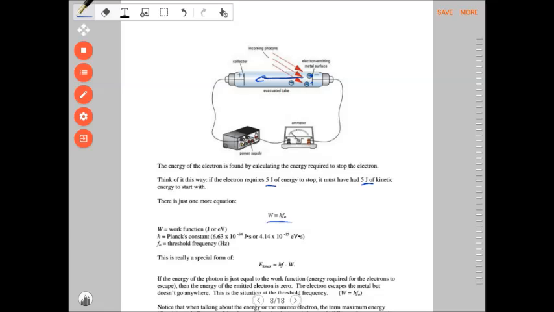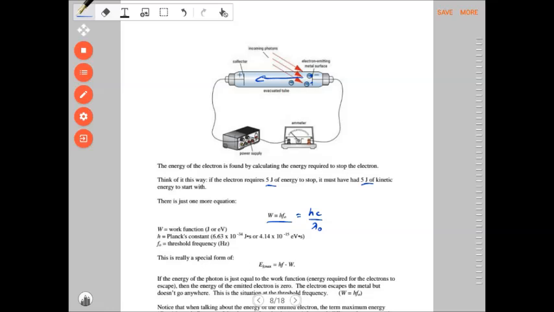Work equals hf0, where W is the work function, so remember that's how tightly the metal holds on. h is Planck's constant, and f0 is the threshold frequency. That is the minimum frequency required, or the lowest energy required, to kick the electron off. Remember, this formula can also be written in terms of lambda, so it's hc over lambda. Of course, if this is the threshold frequency, then that is the threshold wavelength.